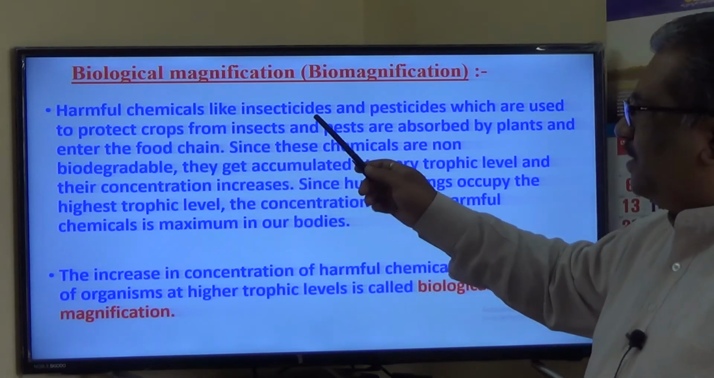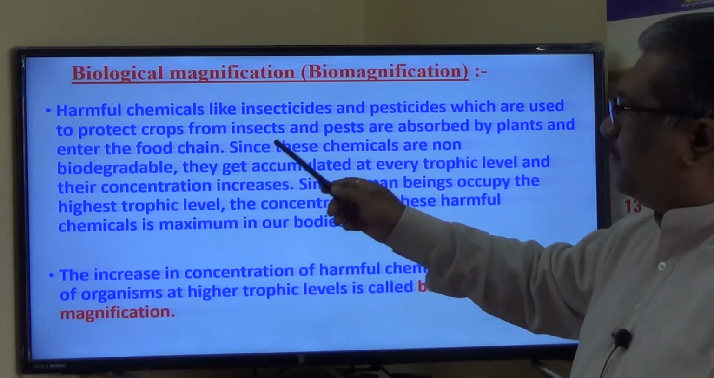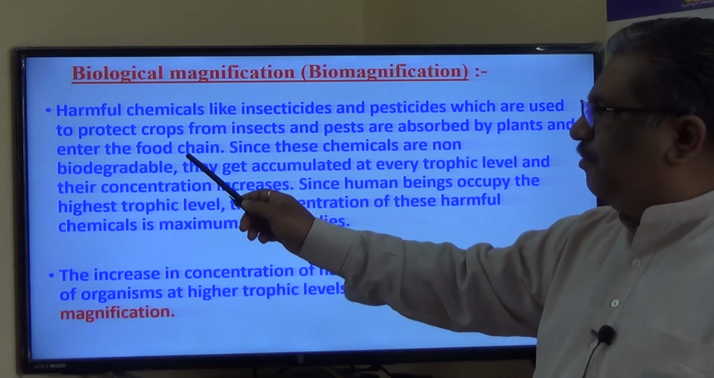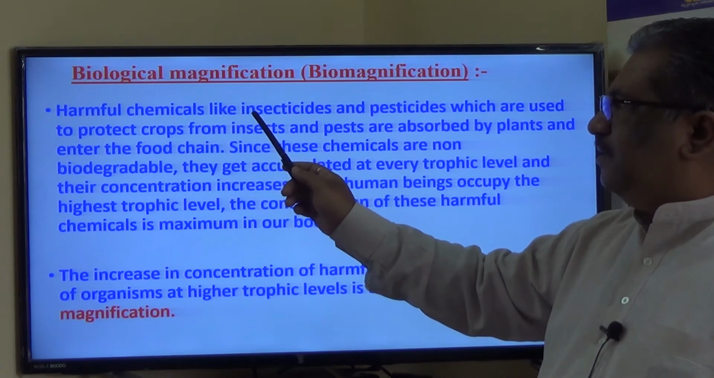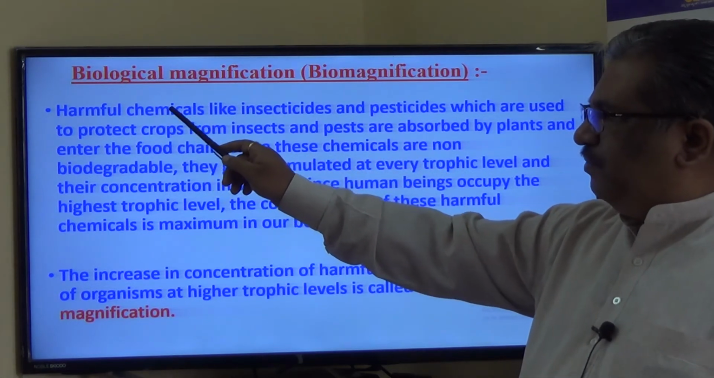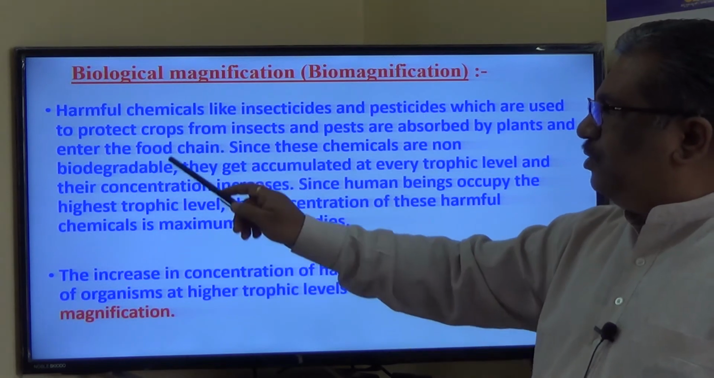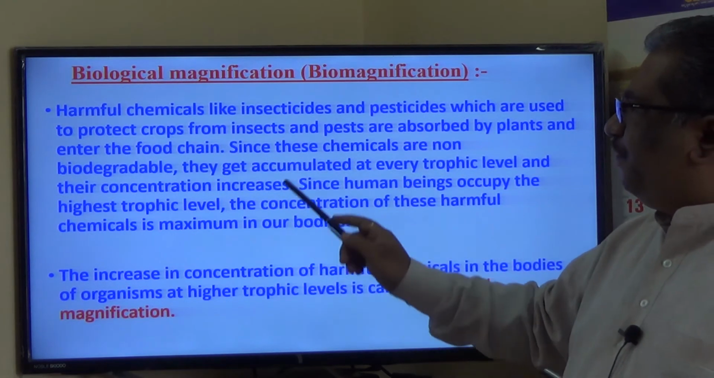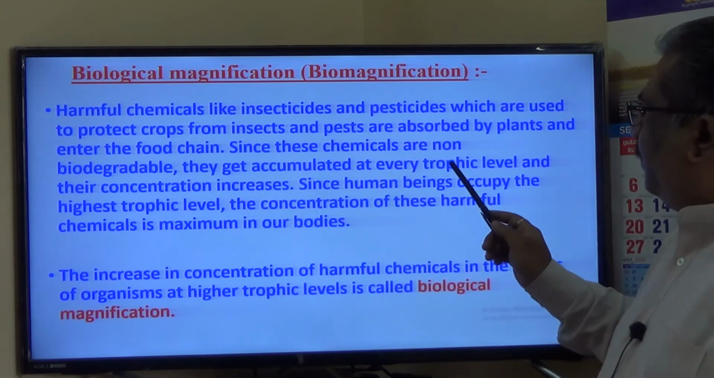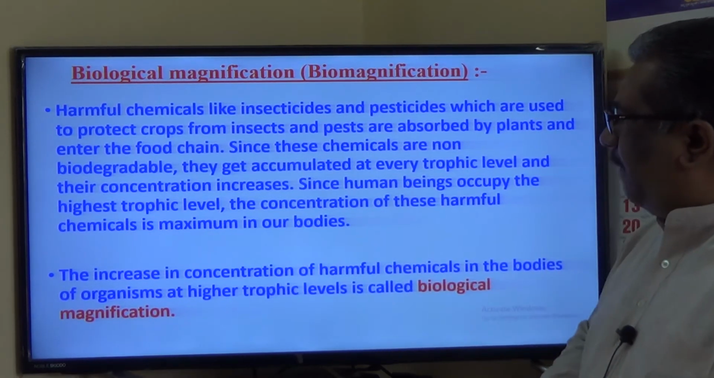Harmful chemicals such as insecticides and pesticides, which are used to protect crops from insects and pests, are absorbed by the plants and enter the food chain. So generally these insecticides and pesticides, or for that matter the harmful chemicals, will enter the food chain through plants. Since these chemicals are non-biodegradable, they get accumulated at every trophic level and their concentration increases.